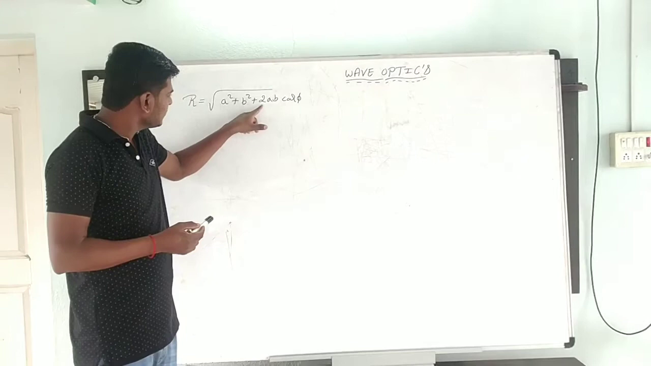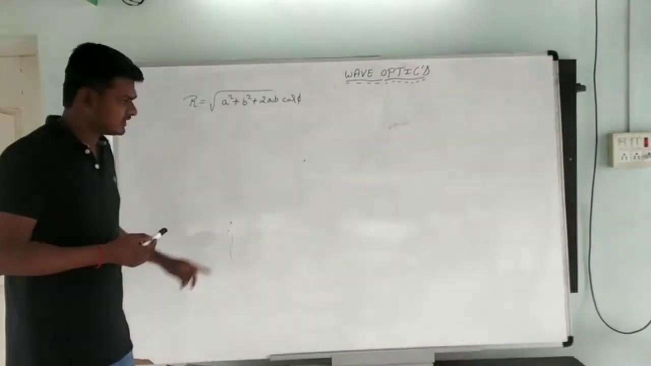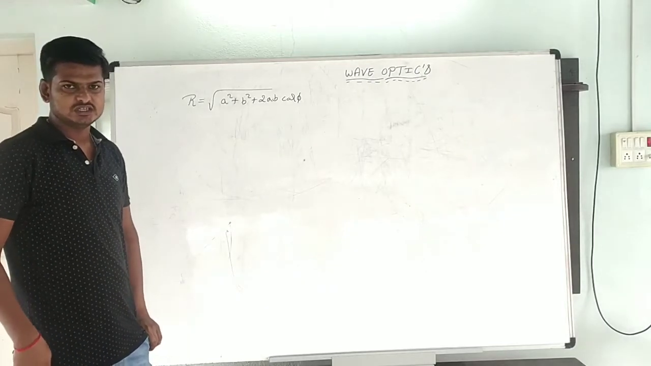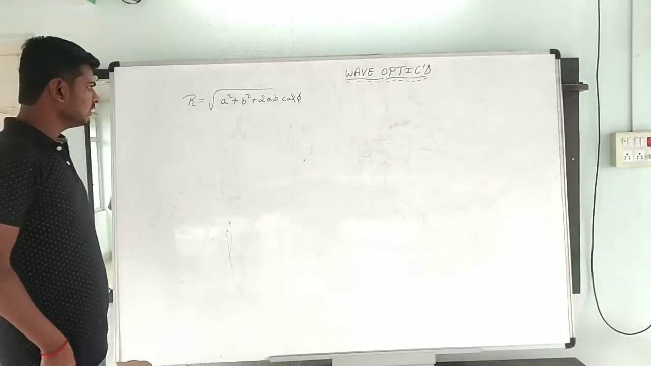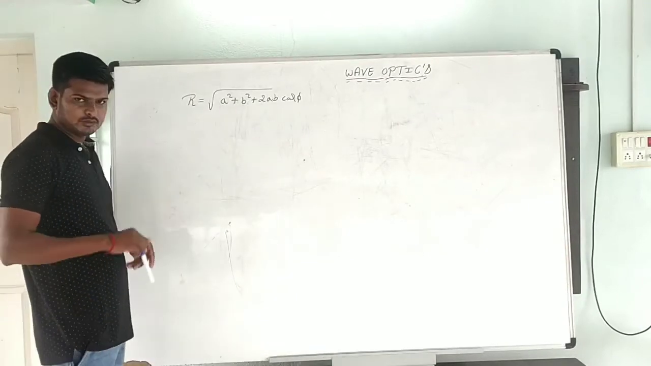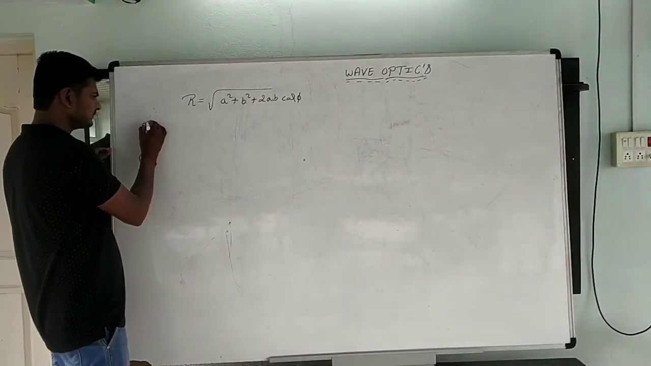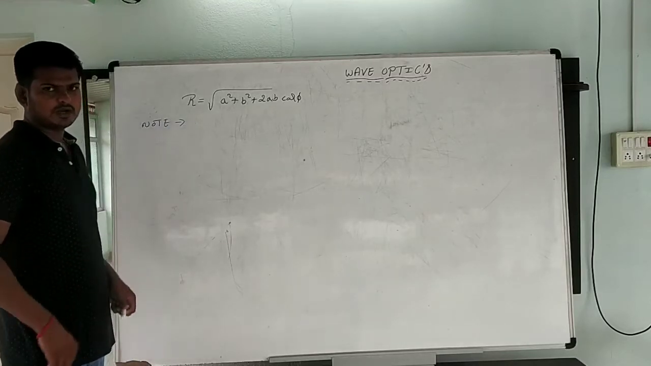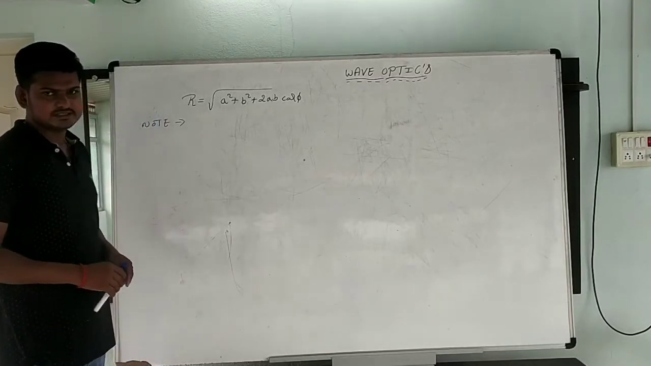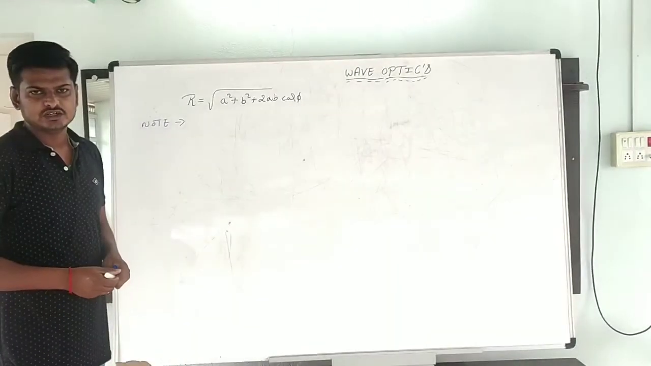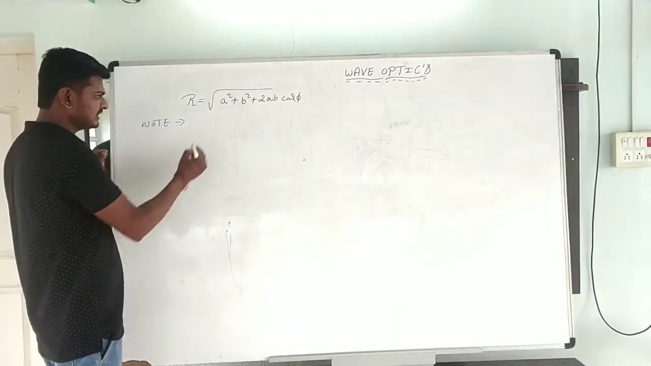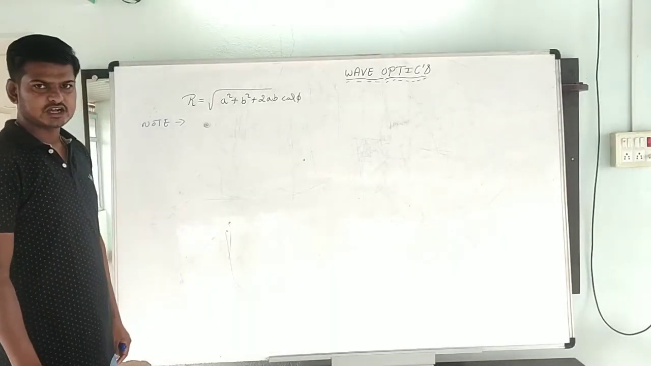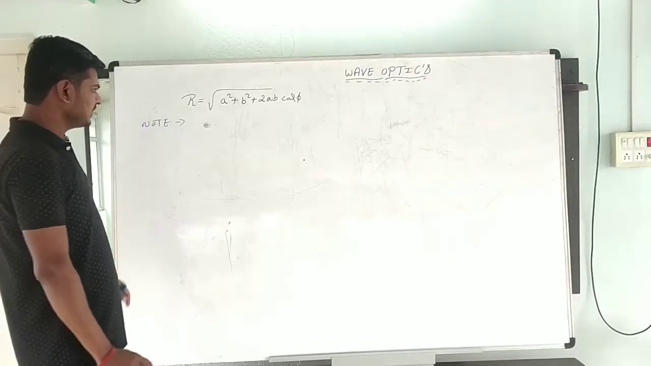In this expression, if the amplitudes of both the waves are the same, what happens? We wrote the expression for resultant intensity. Now, if the amplitudes of both the waves are different, what is the expression for intensity in constructive interference and destructive interference? We can write the expression for resultant intensity in constructive and destructive interference.